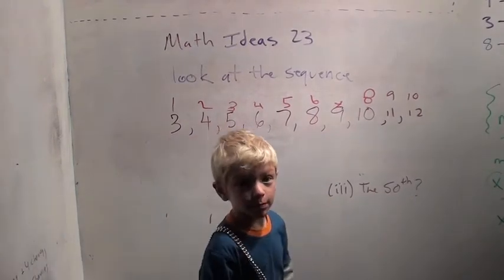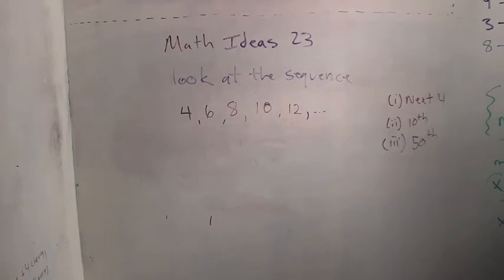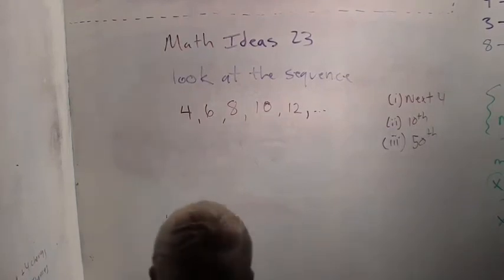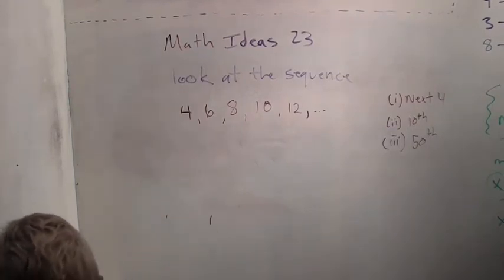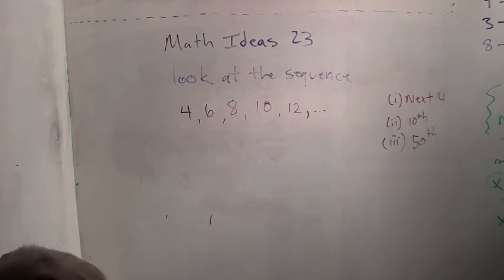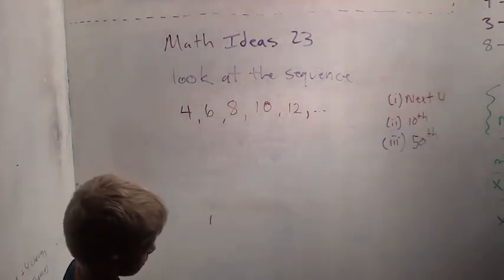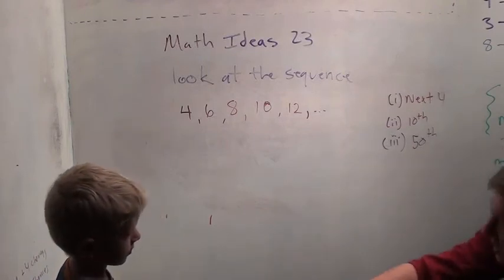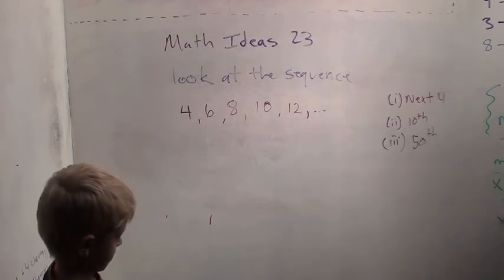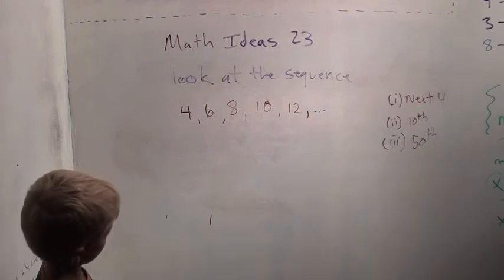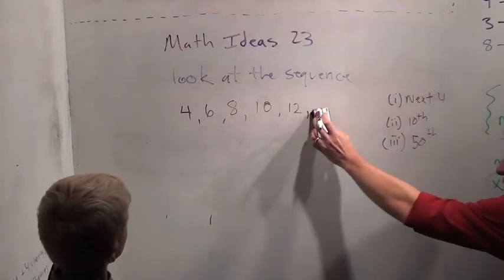I'm going to write it on the board now. Okay, so here's the next challenge problem. Here we go. Look at the sequence: 4, 6, 8, 10, 12. What are the next 4 terms? Can you write them for me?